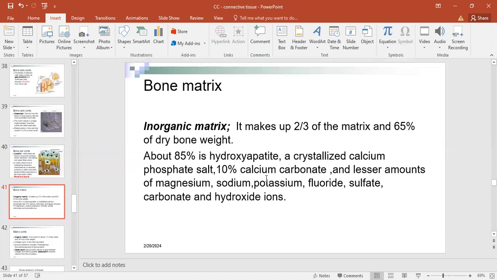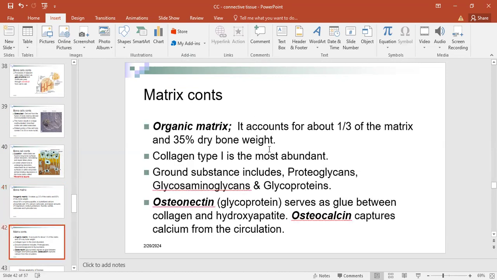So this is a crystallized calcium phosphate salt. There's also calcium carbonate, some magnesium, sodium, potassium, fluoride, sulfate, carbonate. All these are ions that are found in bone, okay? And then we have organic, and this organic makes up 1/3 of the bone.